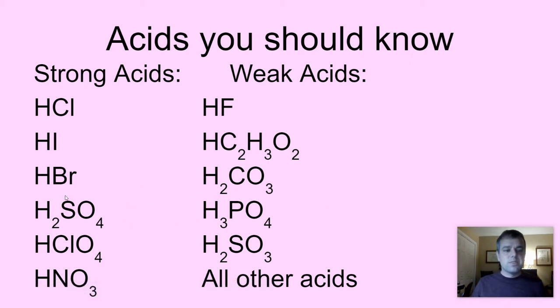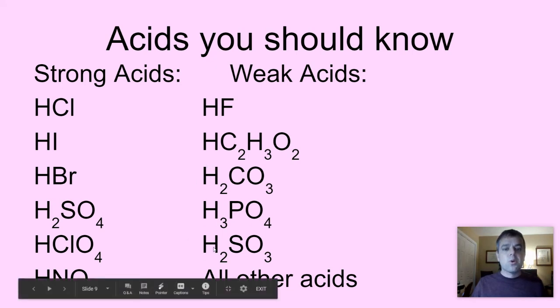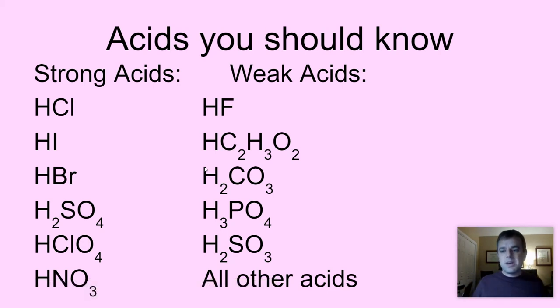Now, some of these are called polyprotic acids because they have more than one hydrogen that can act as an acid. And we'll talk about those later. The calculations get a little tricky because they ultimately can ionize 2 or 3 times and have 2 or 3 Ka values.